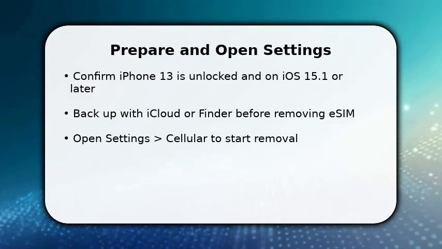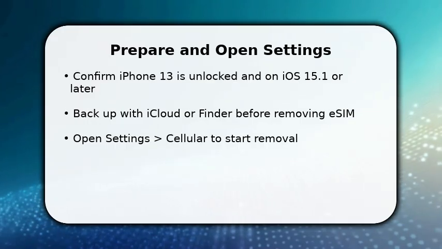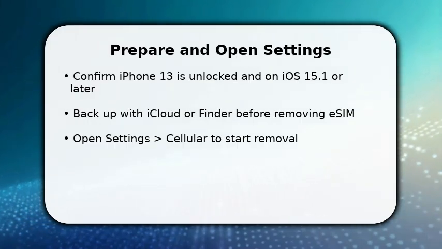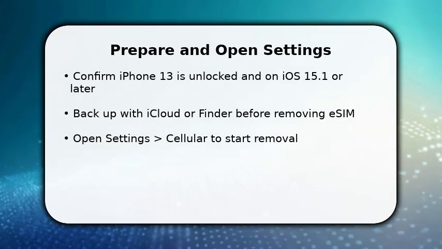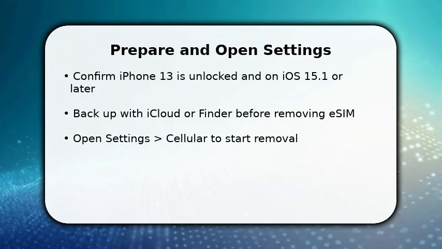You begin by confirming prerequisites. Your iPhone 13 is unlocked and updated, and you've backed up to iCloud or Finder in case you need to restore. Now open Settings and tap Cellular to see your plans.